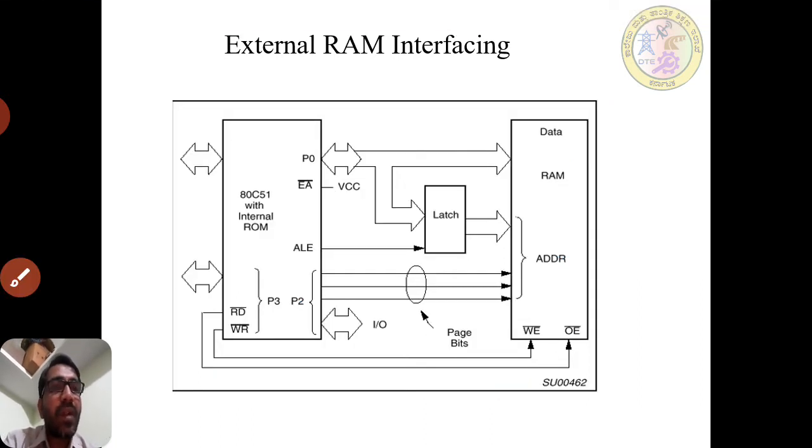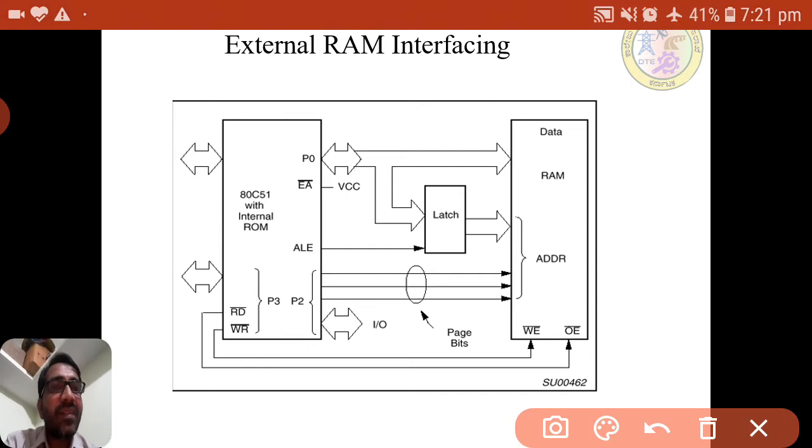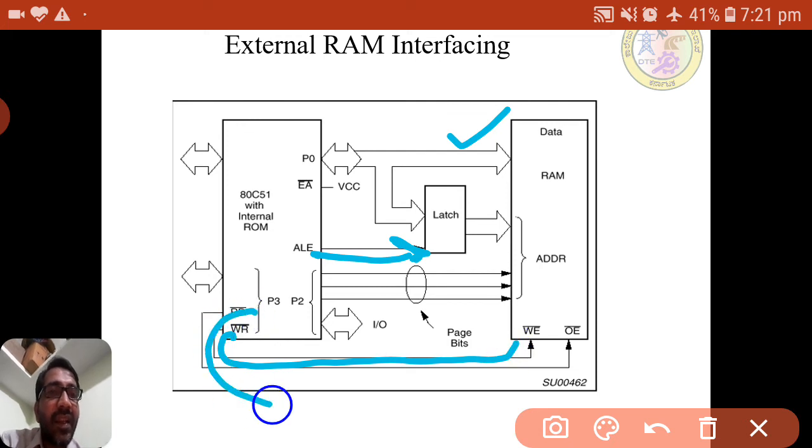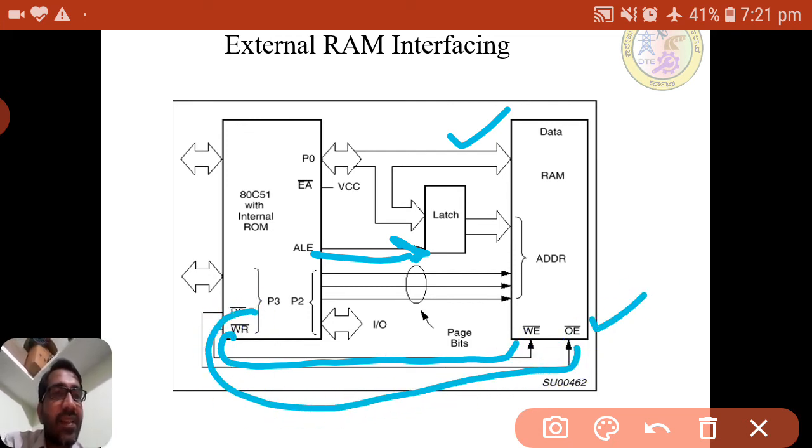Okay, if you come to the RAM, what is the difference here? Address bus is same, and ALE is same. The major difference is that the read and write signals are connected here. This is read signal and this is write signal, because RAM means random access memory, both read and write will be there. Because of that, instead of PSEN, read and write signals will be connected.